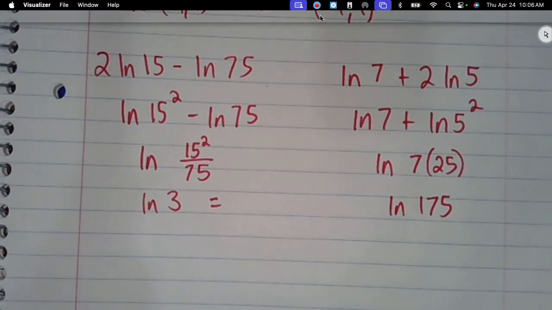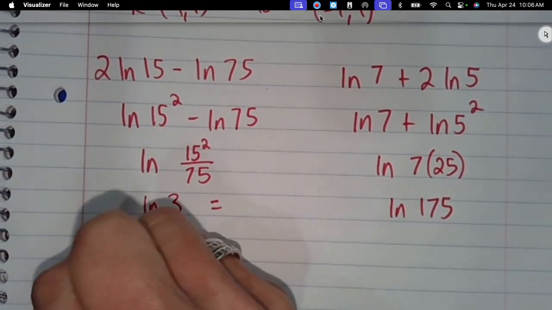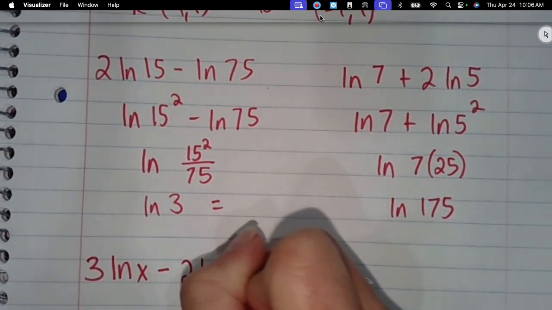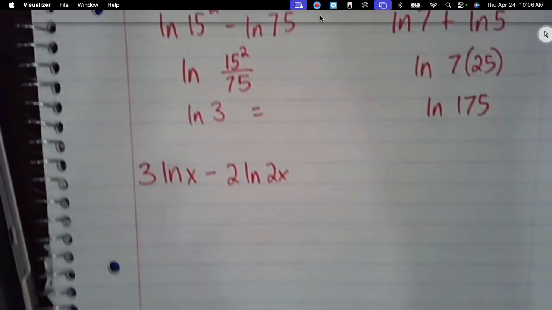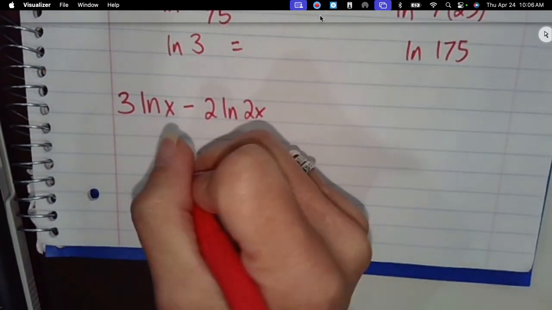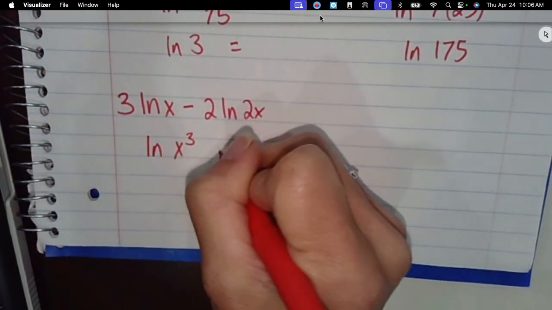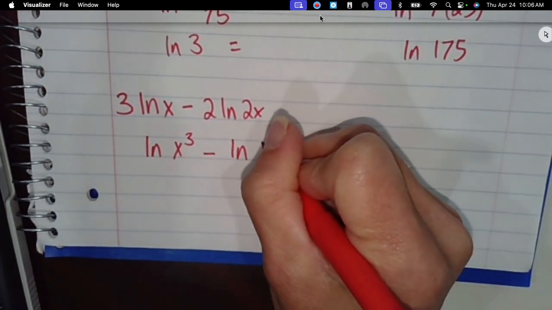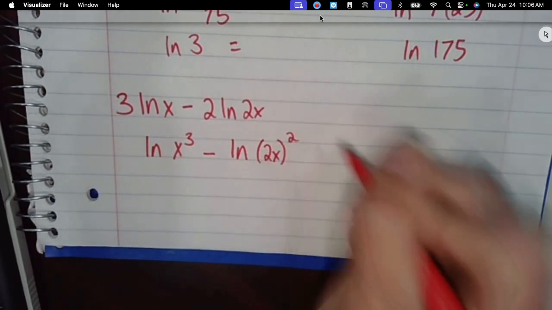How are these? Not bad. Another one. 3 natural log x minus 2 natural log 2x. So what do I do first? We put any numbers out front as an exponent. So I'm going to say the natural log of x to the third minus the natural log of, hey, guess what, squared. The 2 and the x.